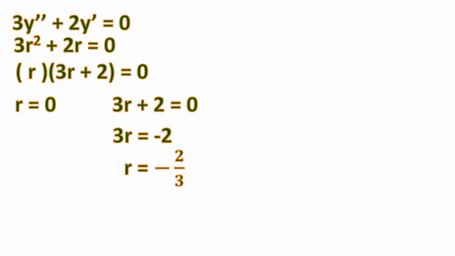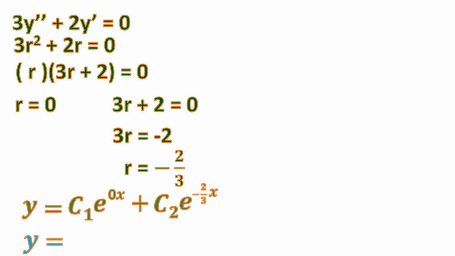Then write the general solution. y equals c sub 1 e raised to the first root, which is 0, so 0x, plus c sub 2 e raised to the second root, negative 2/3 x. And so let's simplify further because e raised to the 0 is just equal to 1. So y equals c sub 1 plus c sub 2 e raised to the negative 2/3 x. And that's the general solution of this differential equation.